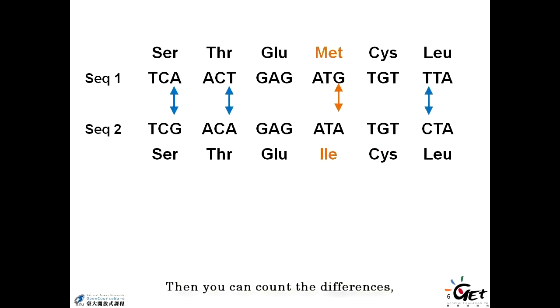Then you can count the differences, which we also discussed last time. So you highlight the differences. Here we use a double arrow to indicate the differences, and also put the amino acid with each codon.